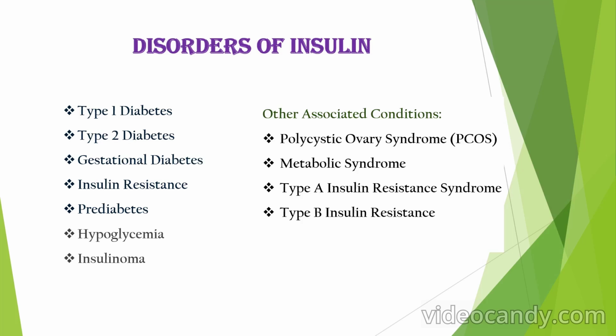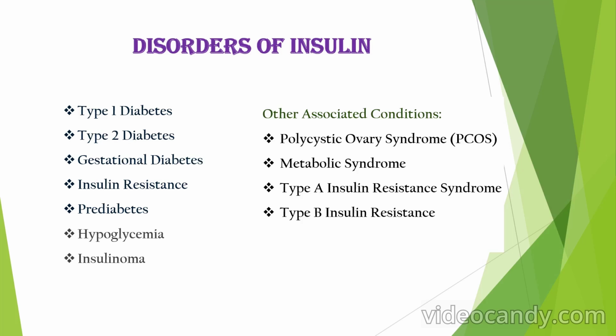Insulin resistance is a condition where cells fail to respond normally to insulin, leading to elevated blood sugar levels. Pre-diabetes is a stage before type 2 diabetes where blood sugar levels are higher than normal but not yet high enough for a diabetes diagnosis. Hypoglycemia, low blood sugar, can occur as a side effect of insulin treatment for diabetes. Insulinoma is a rare tumor of the pancreas that produces excessive amounts of insulin, leading to hypoglycemia.